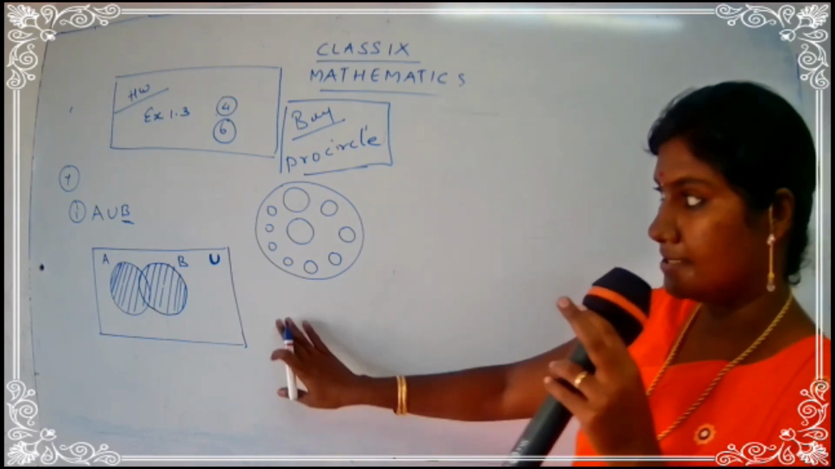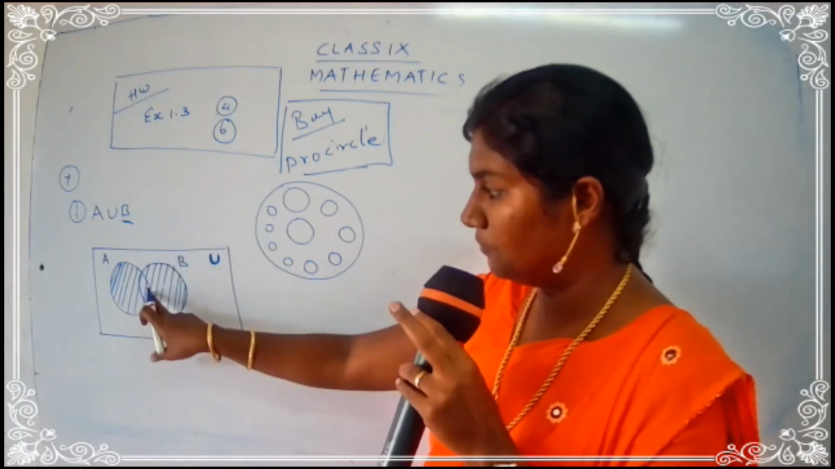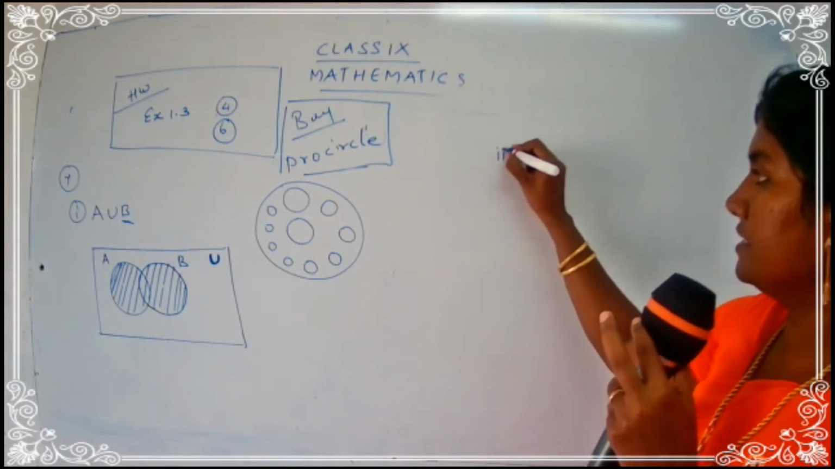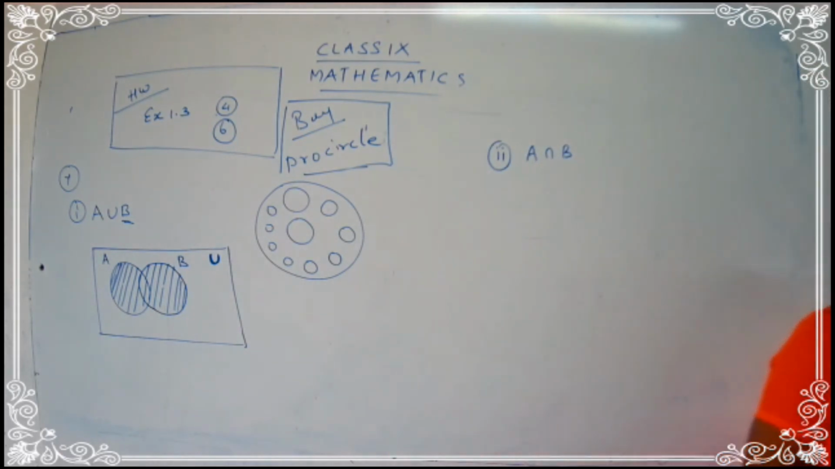Okay, this is the answer. This is A union B. So you can just write down A union B. We have already taken the question A union B. This is the figure. Let's go for the second one. A intersection B. For the second one, it's A intersection B.